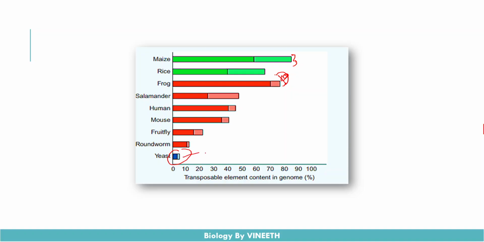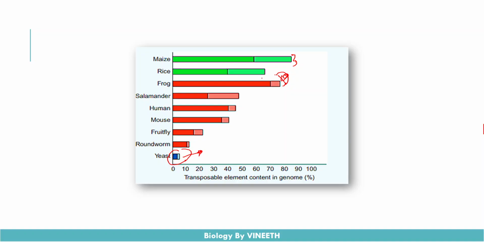Since yeast is a unicellular organism, only one cell is present, which also contains a minimal amount of DNA. So there is no possibility of transposable materials occurring in very major quantities. That is what we're seeing in the yeast.